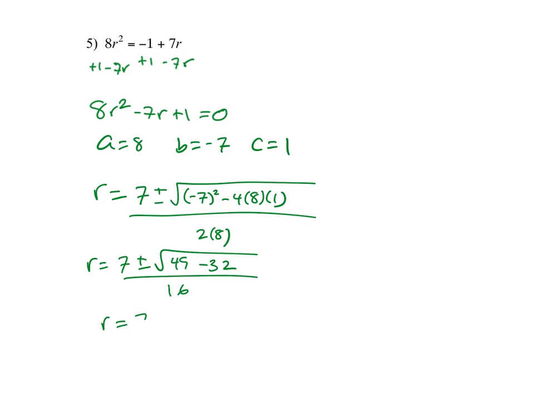So r equals 7 plus or minus the square root of 17 divided by 16. And in that case, the 17 inside of the square root doesn't have a perfect square factor, and I cannot simplify, so that means that this is the solution, and we're just going to keep it like that.